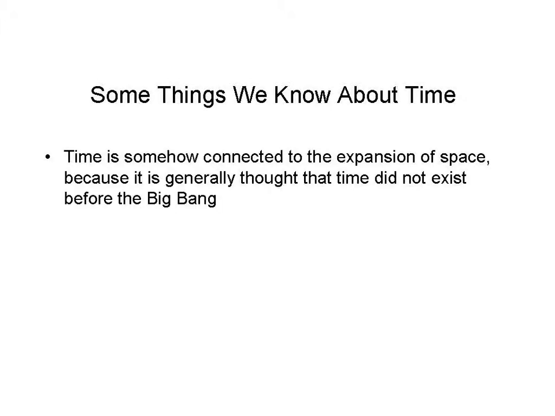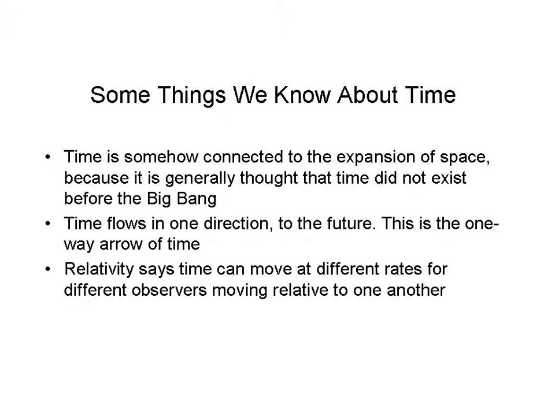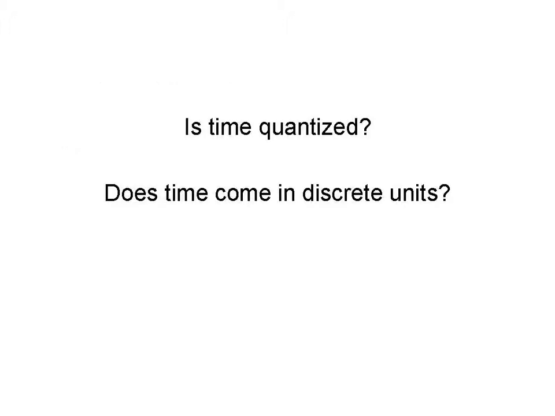Time is somehow connected to the expansion of space because it is generally thought that time did not exist before the Big Bang. Time flows in one direction, to the future. This is the one-way arrow of time. Relativity says time can move at different rates for different observers moving relative to one another. And we can ask, is time quantized? That is, does time come in discrete units?